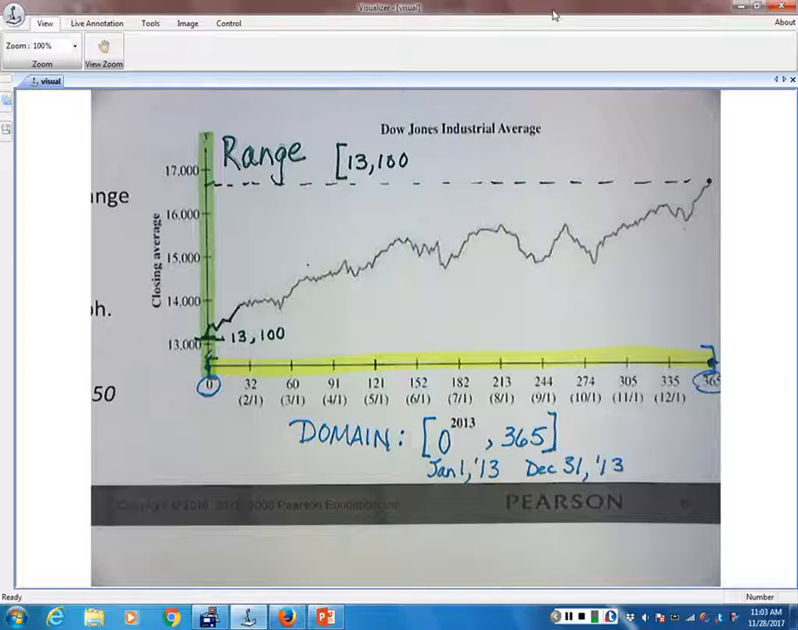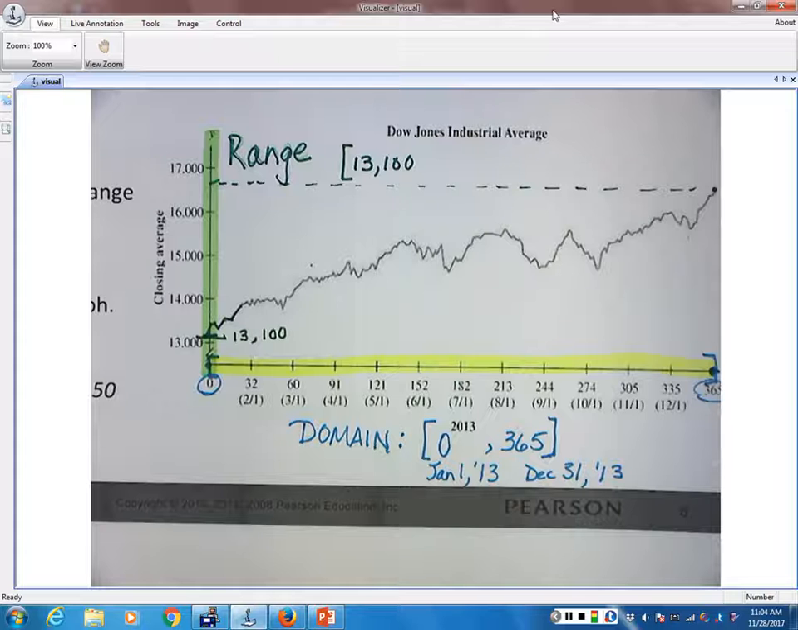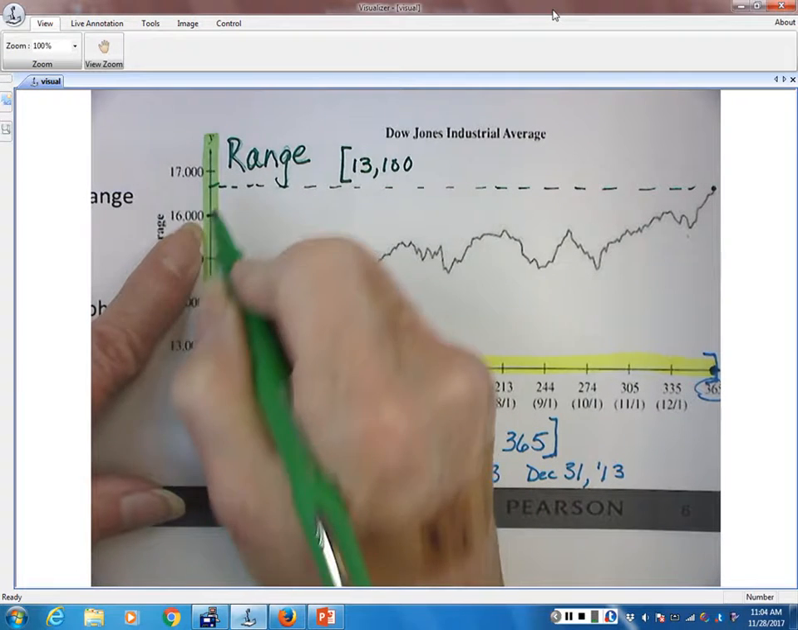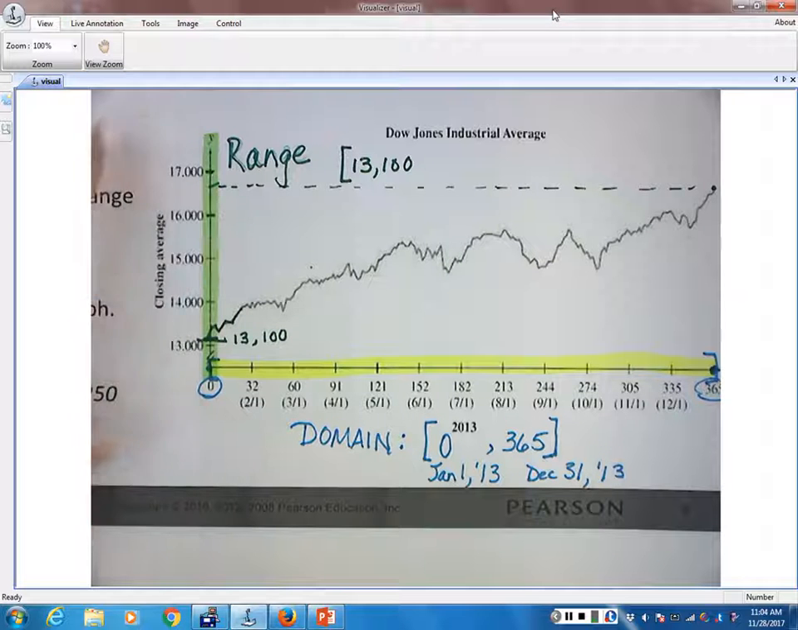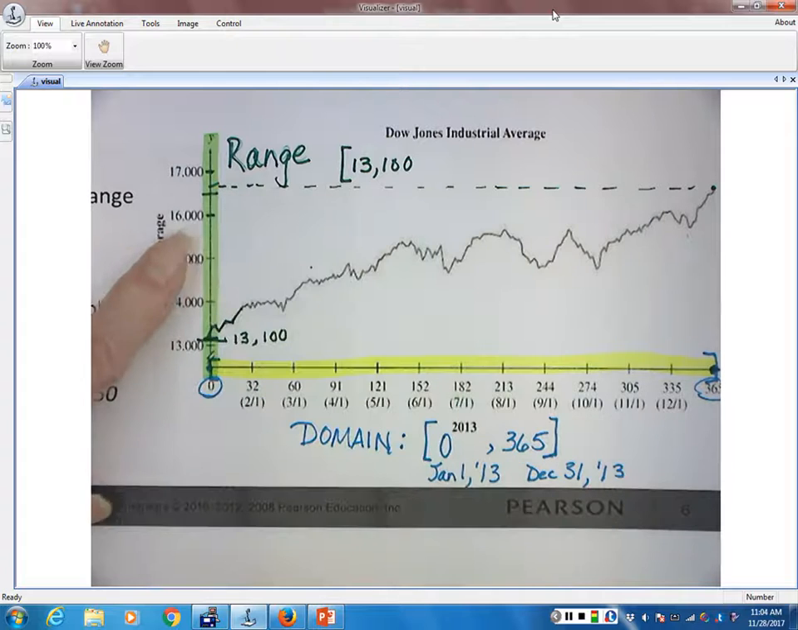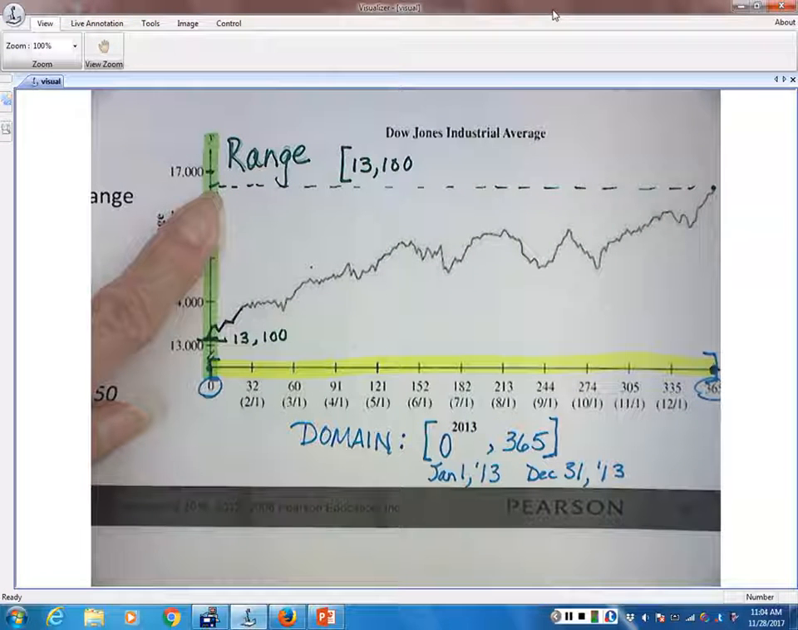If I were to ask you to answer this question, your answers might be off from mine by a couple of hundred dollars either way, because it just depends on how accurate the graph is, how big the graph is, and how well you're able to estimate. But I do see that this is 16,000 and this is 17,000, and it didn't make it to 17,000. If I look at this as 16,500, then that looks like it might be about 16,600.